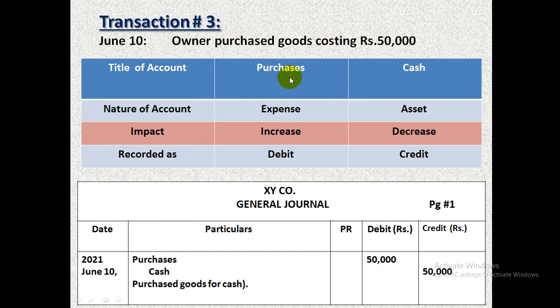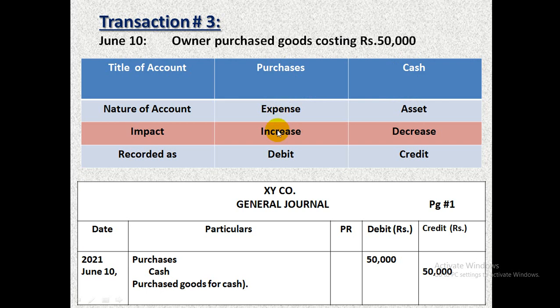Whenever we purchase goods, it is recorded with the word of purchases. Therefore, the accounts involved are purchases because goods are purchased and cash because cash is paid against the goods. Let's see the nature of account for these two account titles. Purchases by nature is expense. Cash by nature is asset.